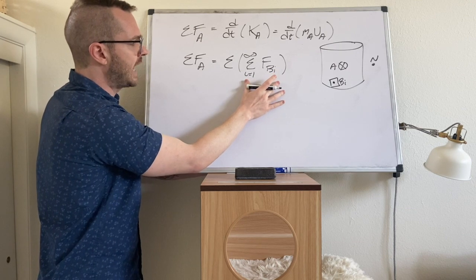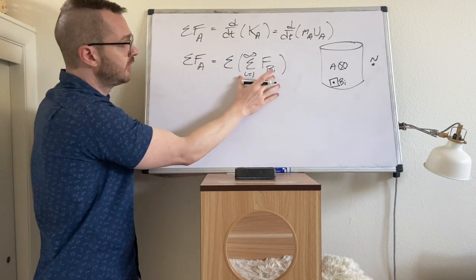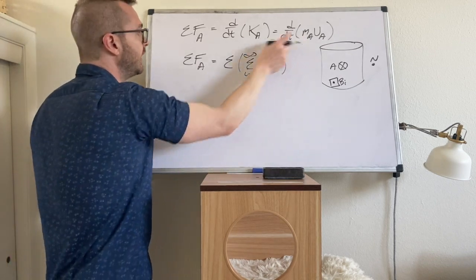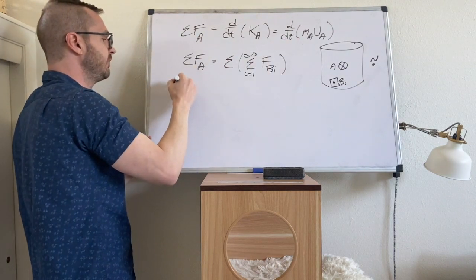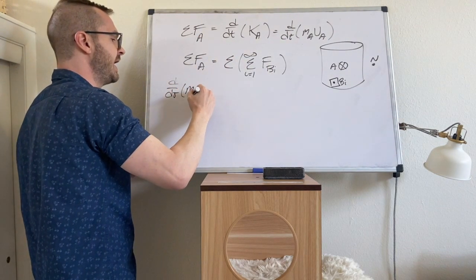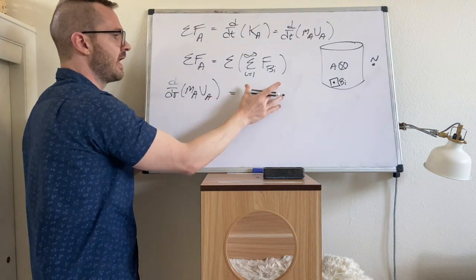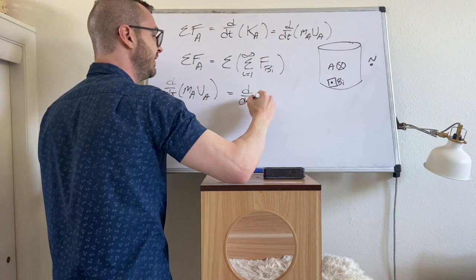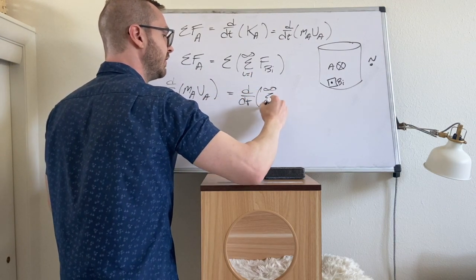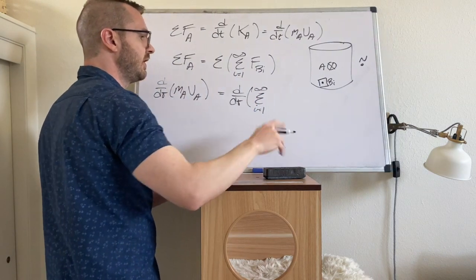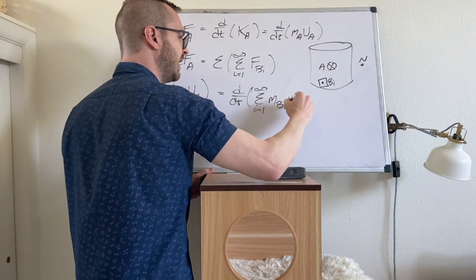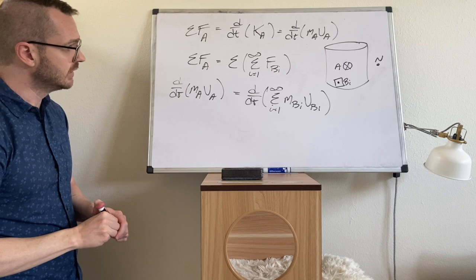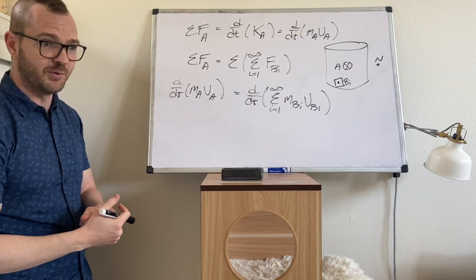So, what about this right-hand side? Well, this right-hand side, we could actually write a Newton's second law for just this piece. So we know that the sum of forces on A is equal to d/dt of M_A V_A. And then I'm going to take this guy and rewrite this. So this is d/dt of, we still have this infinite summation, and this is now M_BI V_BI. All right, how does this help? What are we going to do next?